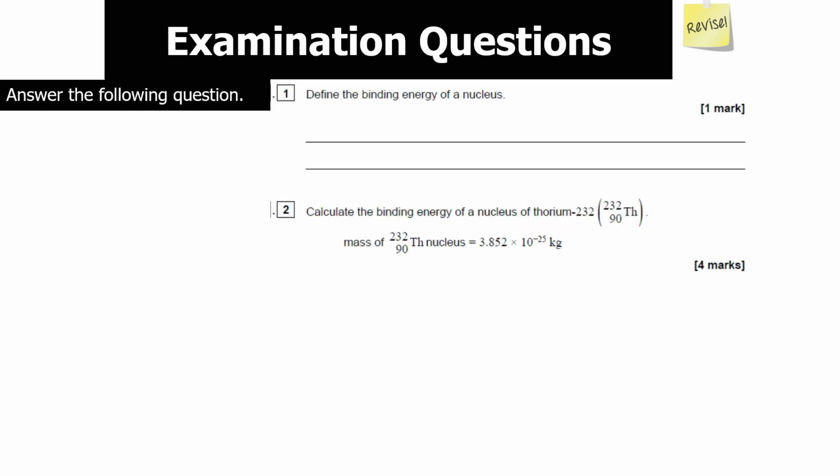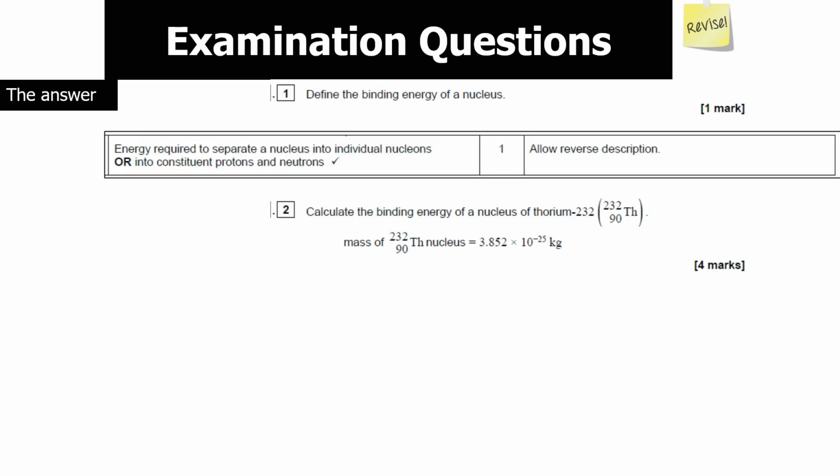Now the next question says, define the binding energy of a nucleus and then calculate the binding energy of a nucleus of thorium-232. So pause the video now, then unpause the video when you want to go through your answer. Right, so in this question you've just got to be aware of the definition of binding energy. So the definition of binding energy is the energy required to separate a nucleus into its individual nucleons.